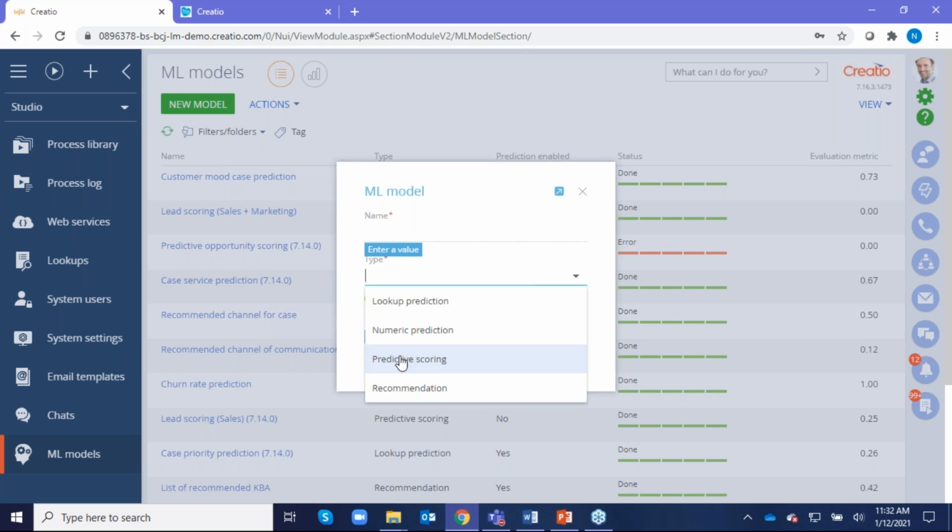Third is obviously predictive scoring, which is basically saying what is the likelihood of this person doing something. So for example, it could be a lead.